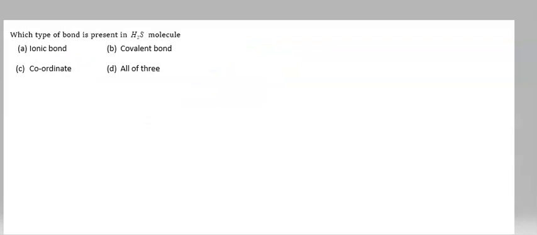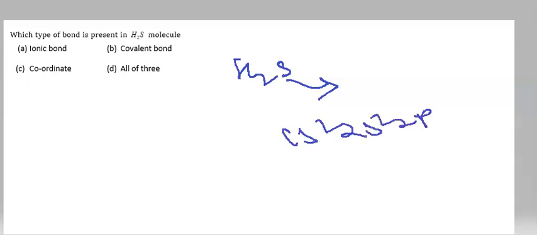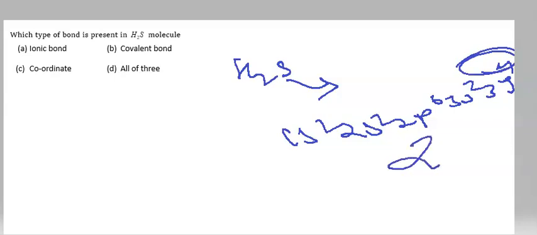So this is our next question. Which type of bond is present in the H2S molecule? So we'll write the configuration of sulfur, which is 1s2, 2s2, 2p6, 3s2, 3p4. This is the configuration of sulfur. So it requires 2 more electrons to complete its octet, right? So it forms 2 bonds with hydrogen by sharing 2 electrons. So it forms a covalent bond. So option B is right for this.